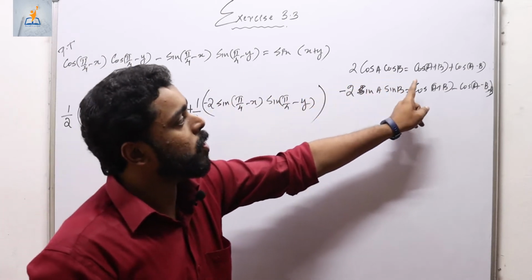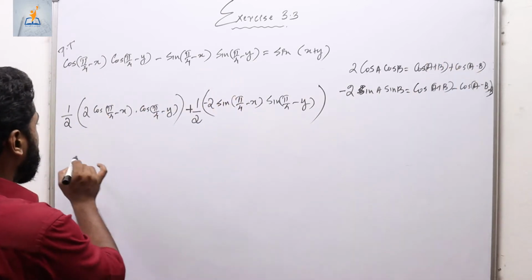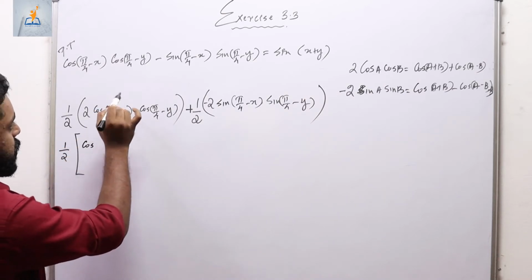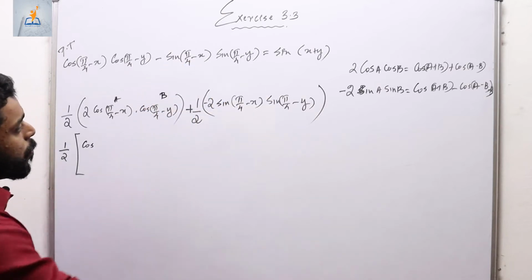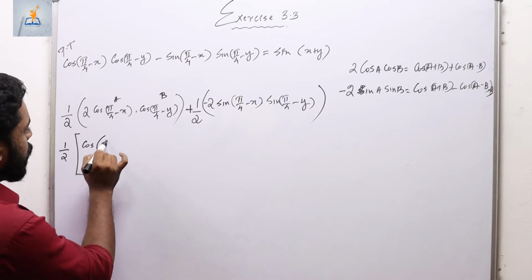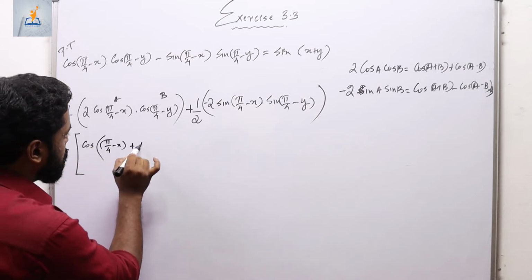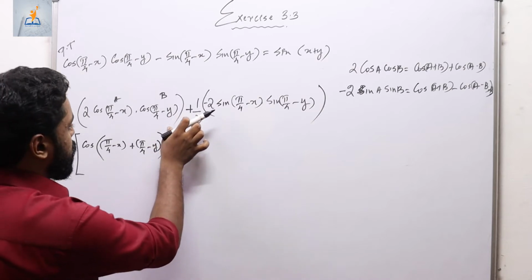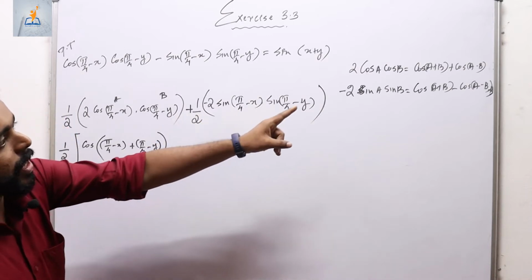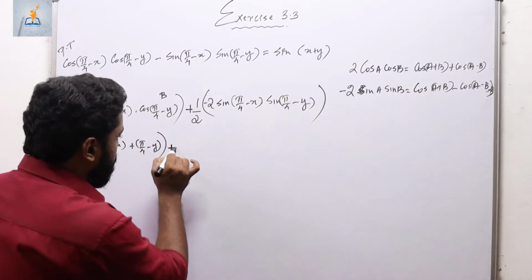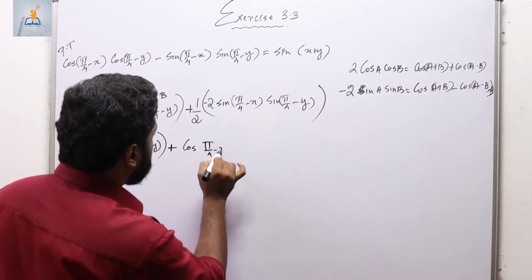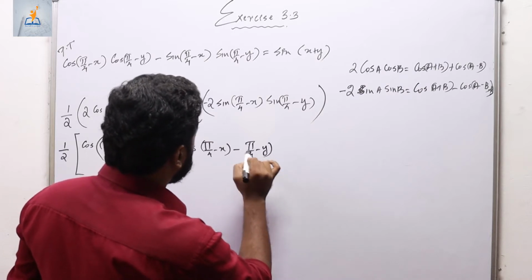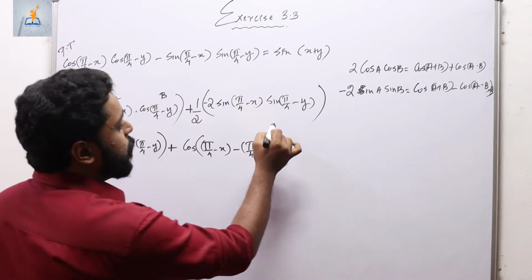Now we know that 2 cos A cos B is equal to cos A plus B plus cos A minus B. So 1 by 2 will be there, and this will become cos, in the place of A we have pi by 4 minus x, and in the place of B we will have pi by 4 minus y. So cos of pi by 4 minus x plus pi by 4 minus y, plus cos A minus B, that is cos of pi by 4 minus x minus pi by 4 minus y. This is the next quantity which should be enclosed in this bracket.